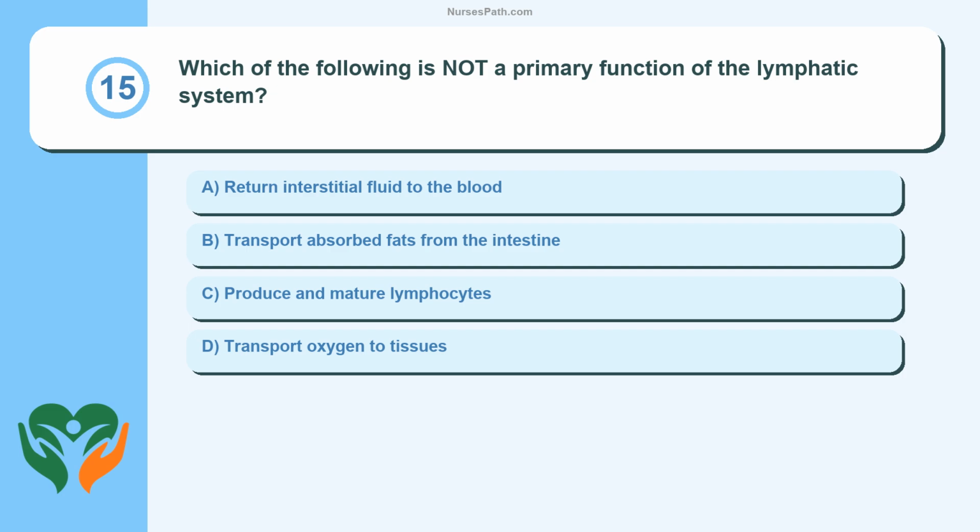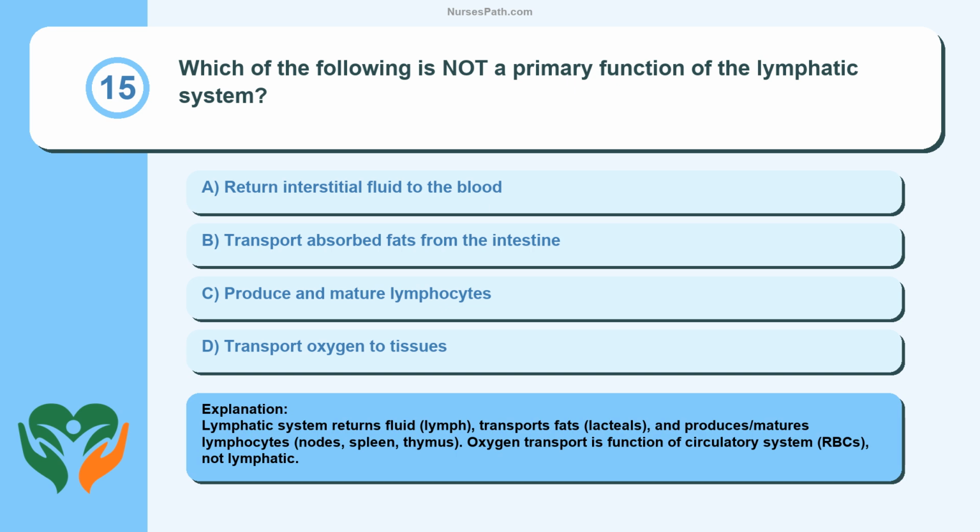Question 15. Which of the following is not a primary function of the lymphatic system? Return interstitial fluid to the blood. Transport absorbed fats from the intestine. Produce and mature lymphocytes. Transport oxygen to tissues. Lymphatic system returns fluid, lymph, transports fats, lacteals, and produces/matures lymphocytes, nodes, spleen, thymus. Oxygen transport is function of circulatory system, RBCs, not lymphatic.